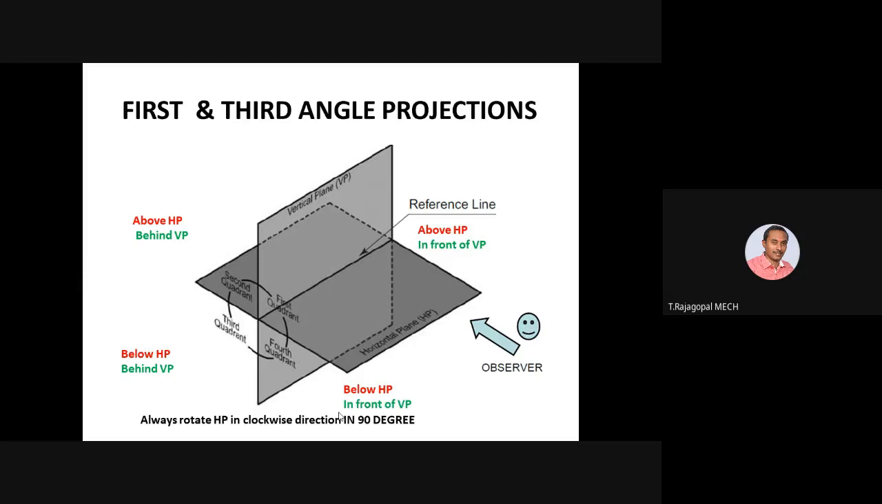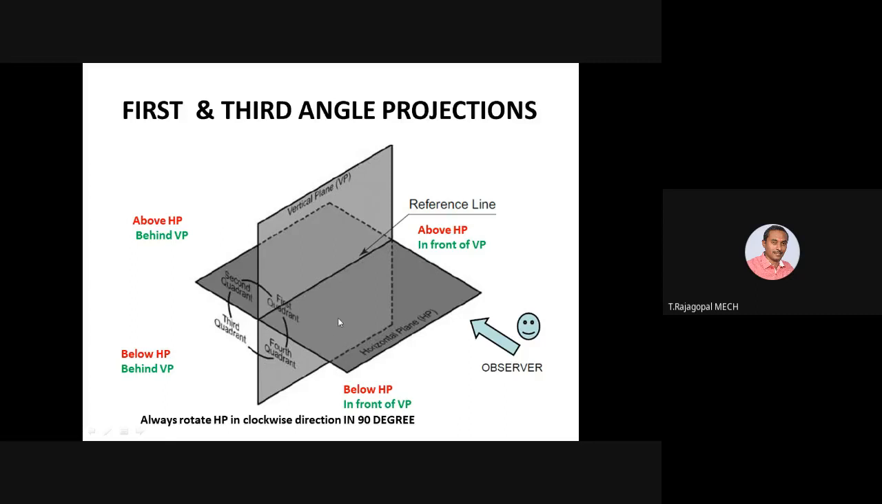Already you may have noted it down, but you have to remember this for solving the problem. If in case point C is in front of VP and above HP, then you have to say, yes sir, this point is located in the first quadrant. That confidence you should have for solving the problem. So this is very simple. If it is in the first quadrant, the point is above HP and in front of VP.